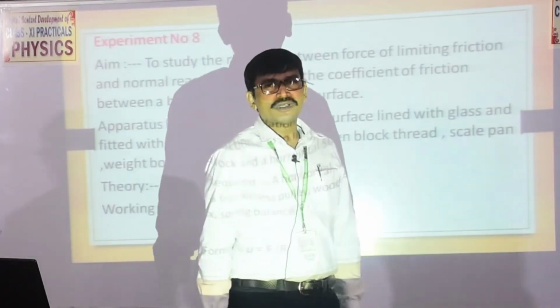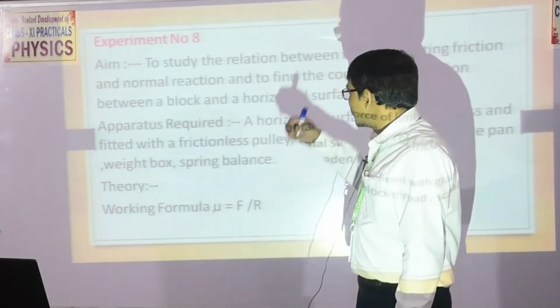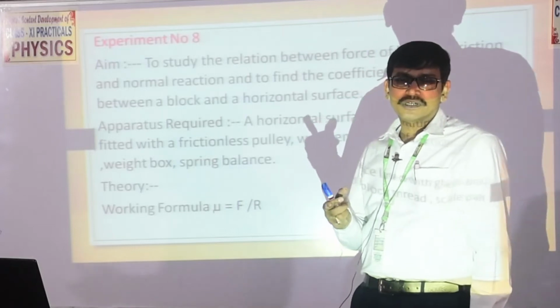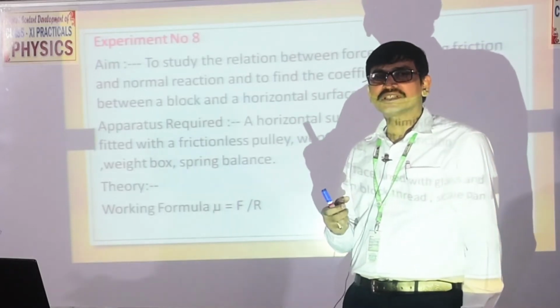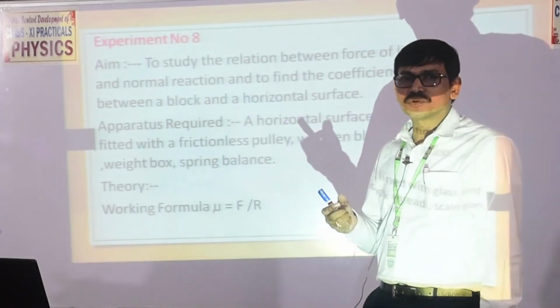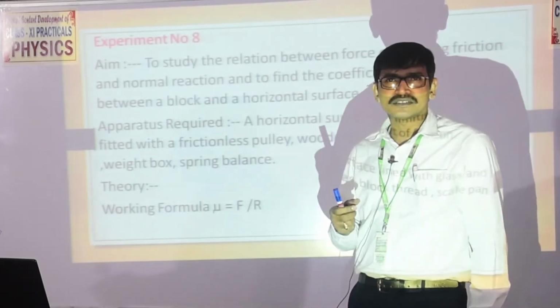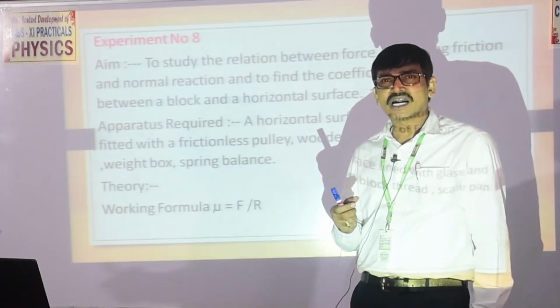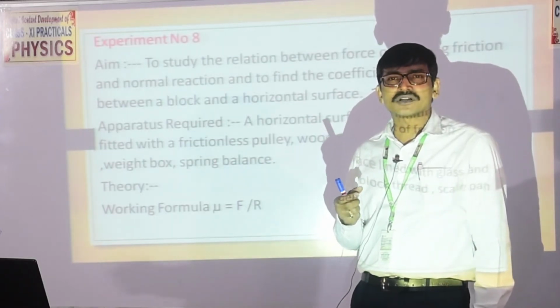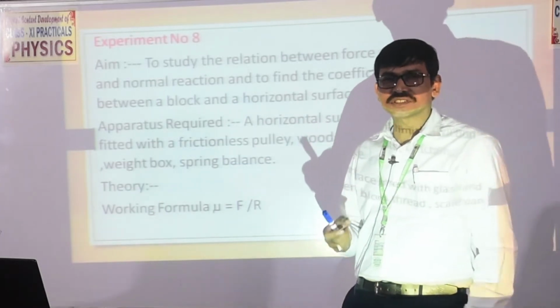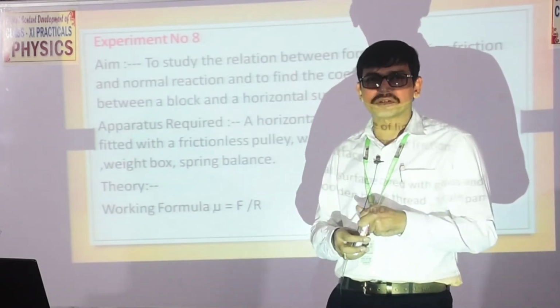Before discussing normal reaction and limiting friction, first we have to know what friction is. Friction means whenever a body moves over the surface of another body, a force comes into play between the two surfaces in contact, which acts tangential to the surface and opposite to the direction of motion. This opposing force is called friction.